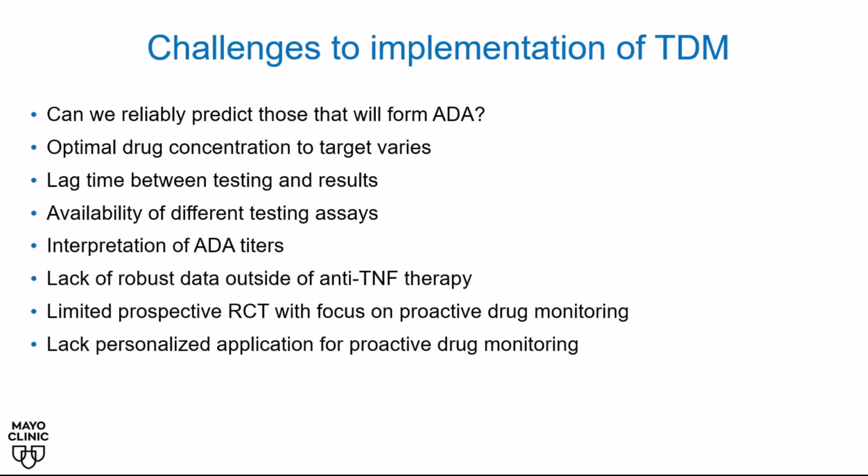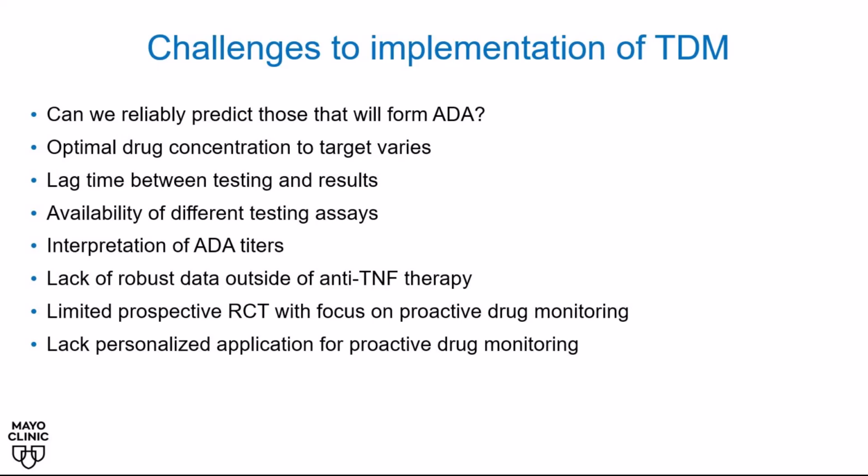We know that there are different assays, and so sometimes it can be a little confusing to interpret those assays. There's also different interpretation of anti-drug antibodies and what that means. I'm going to tell you that the level is more important than the antibody. There's also a lack of robust data outside of anti-TNF therapy. And there are limited prospective randomized controlled trials with that specific focus on proactive drug monitoring, but the ones that do exist all suggest that there's benefit.